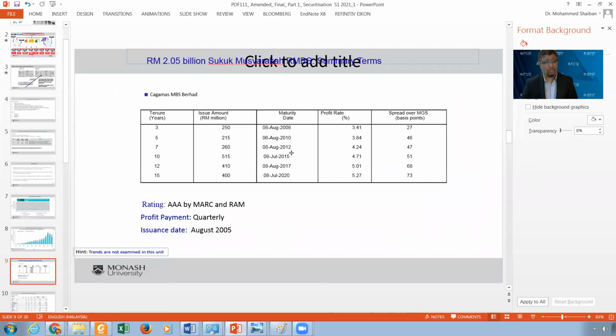Malaysia was also doing the same thing. They have a party supervised by Bank Negara called Cagamas. They buy the loans from those banks and sell them as bonds or sukuk. Sukuk is the Islamic bond, but they can sell it also as bonds.